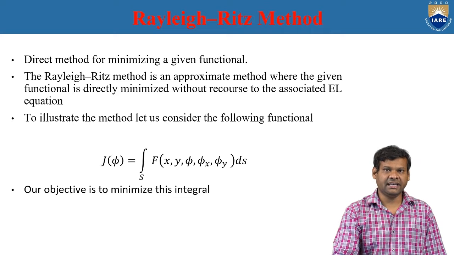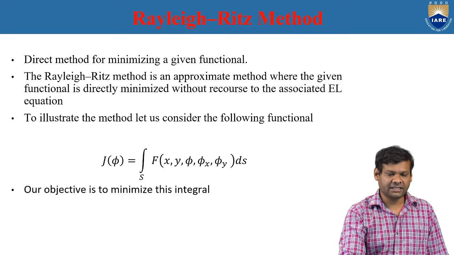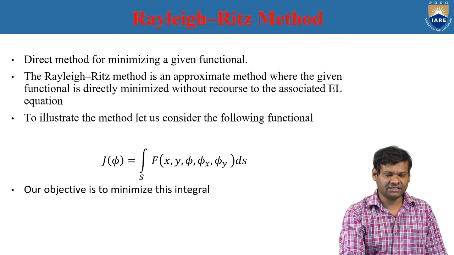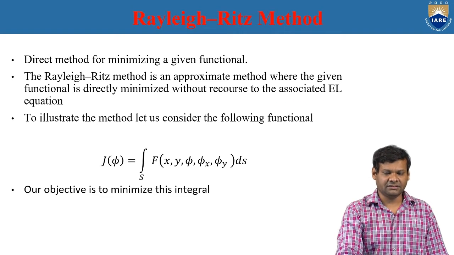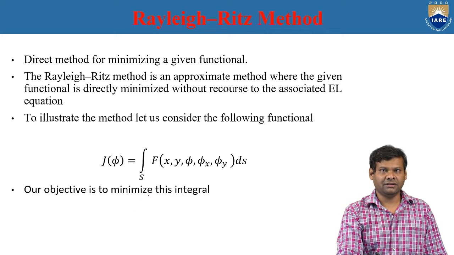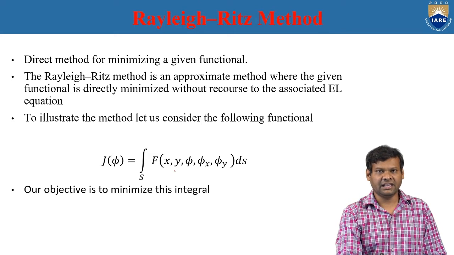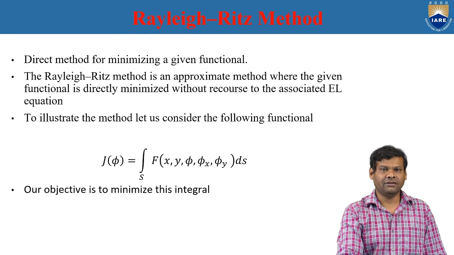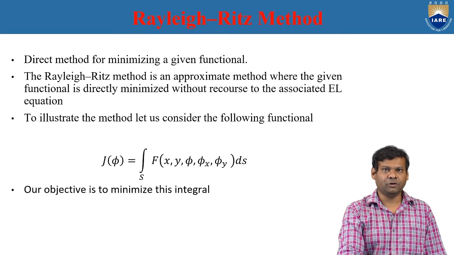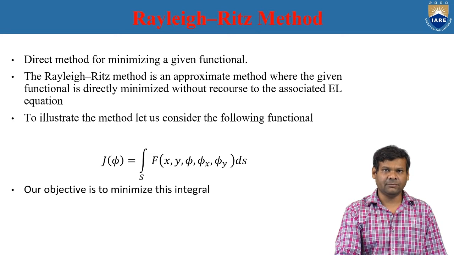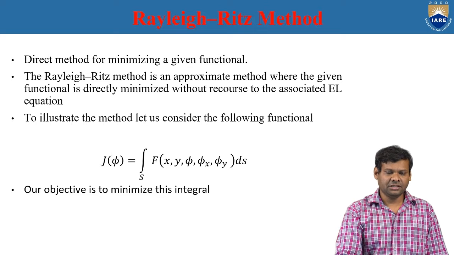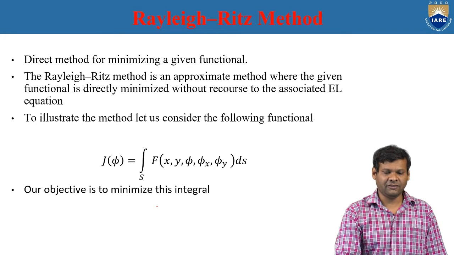of a system. And let us look into what actually this Rayleigh method is. The Rayleigh method is an approximate method where a given function is directly minimized without recourse to the Euler-Lagrange equation. Now we are not using any Euler-Lagrange equation. Now we are directly minimizing the potential of a system. In previous slides, I have discussed the potential of a system. To illustrate the method, let us consider the following functional.